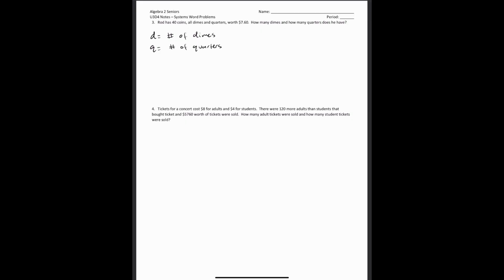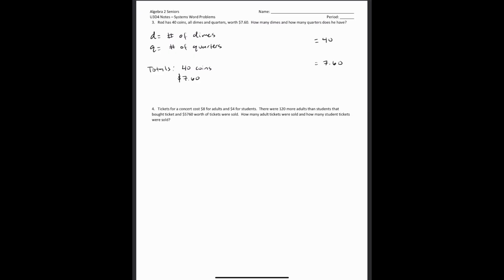So once you define the variables, you need to figure out the totals. So we need to figure out the first largest number and the second largest number. The first largest number is 40, dealing with coins. And the second largest number is $7.60, of course, dealing with money. So you should have an equation dealing with coins. So the total should be 40 coins. And the second equation is dealing with money. So it's $7.60.